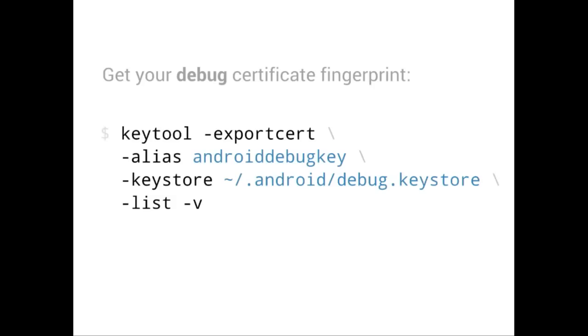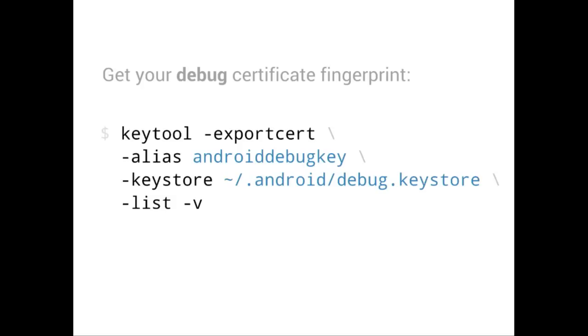And to do that, you can use the keytool command line tool. Essentially, to get your debug certificate fingerprint, this is the command line. You just go keytool -exportcert, and the alias option is the name of your certificate, which for your debug certificate is going to be androiddebugkey. And then this is the keystore file, which is usually in .android/debug.keystore. So this is how you get your debug certificate's fingerprint.